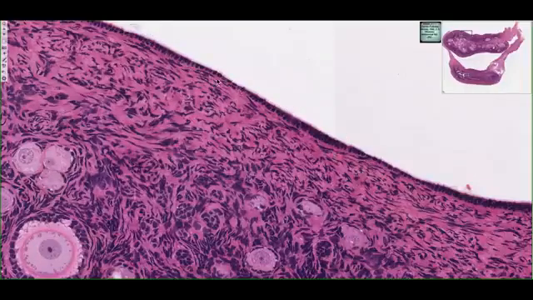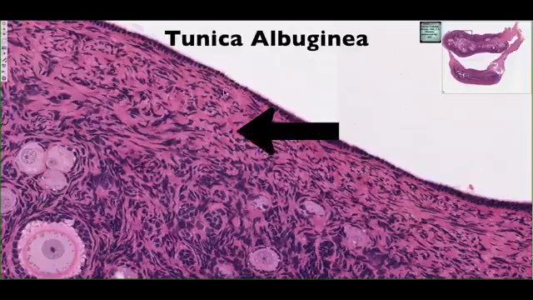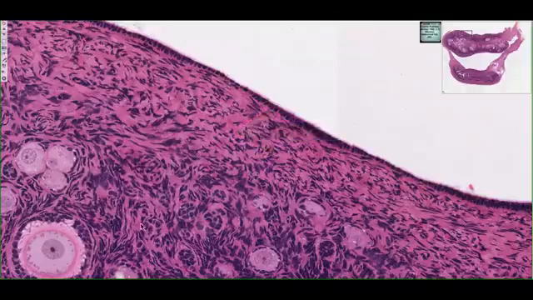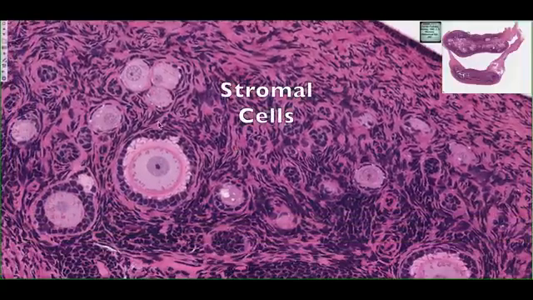Just deep to the germinal epithelium, we'll see a layer of dense irregular connective tissue. This is the tunica albuginea, similar to what we saw in the male testes. And if we go deeper into the cortex, we'll see all these wavy cells that are found amongst the ovarian follicles. These are called stromal cells, and essentially provide substance and support for the ovarian follicles.